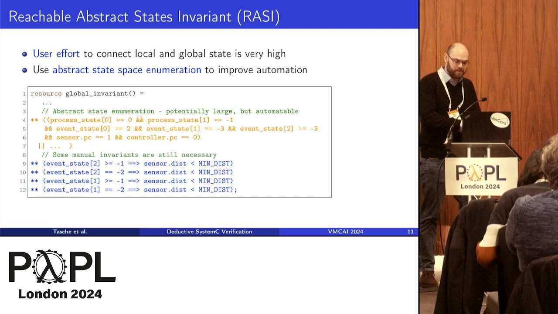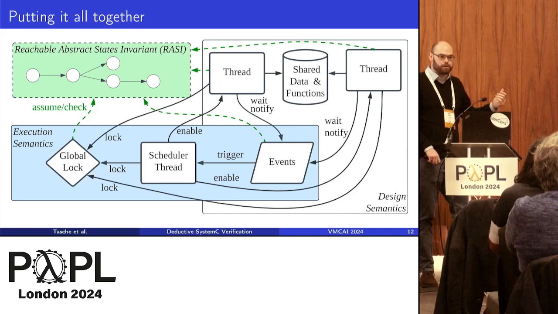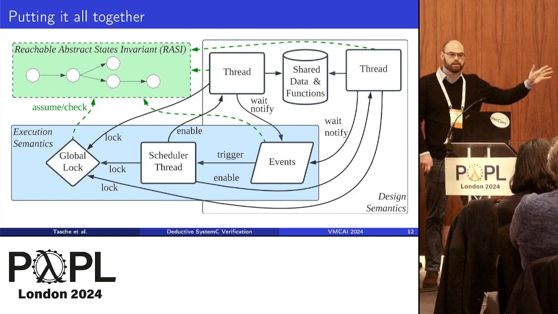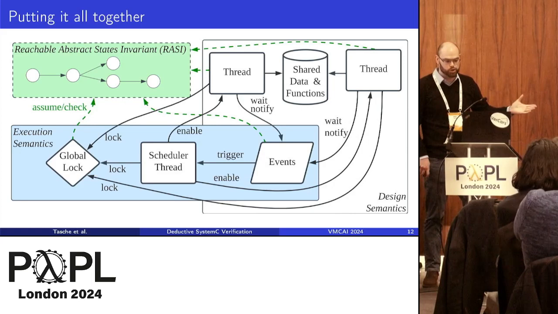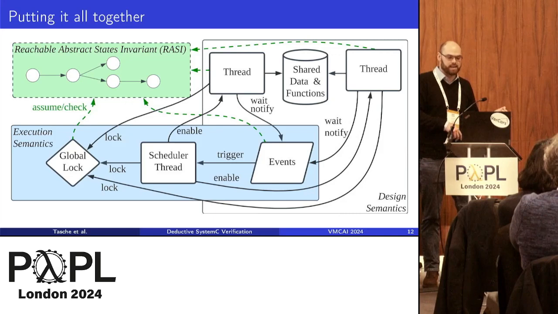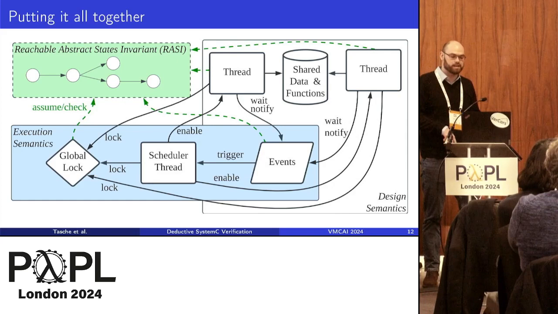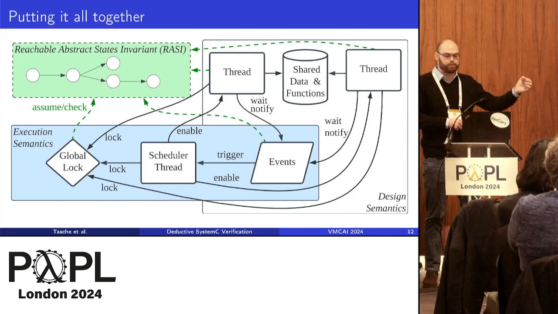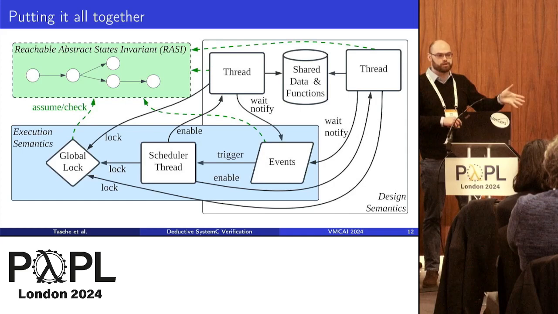So to put it all together, our encoding of a SystemC design in PVL then looks like this in total. We have the encoding of the design with the threads that represent the processes and the data classes that represent the modules. We have the execution semantics for SystemC itself, including the scheduler and the event mechanism, as well as the global lock that ensures only one process can execute at a time. And then we have this reachable abstract states invariant, which we call the RASI, which stores the states of all the processes and events in the design, and is associated with the global lock so that we can use it for verification at the local level.